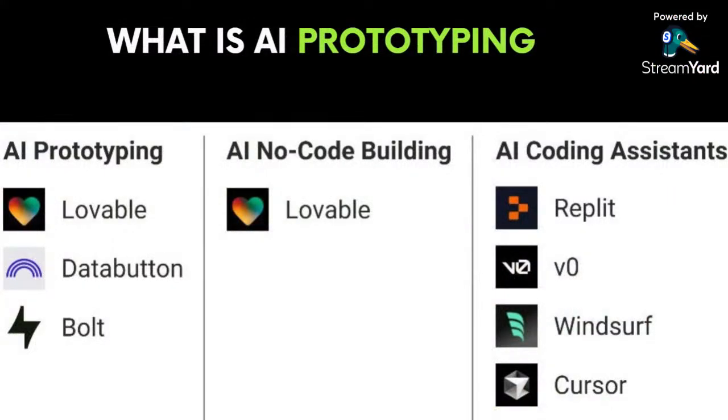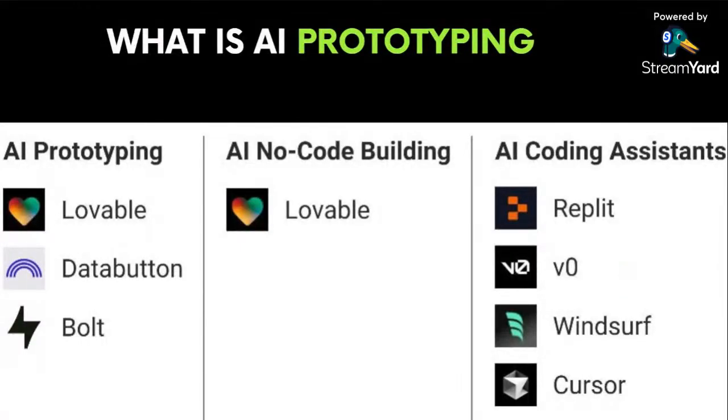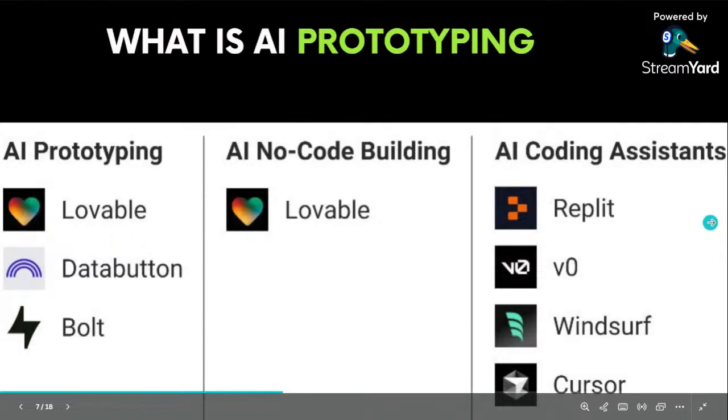What is AI prototyping? Does anyone know any of these tools? Have you ever heard of Lovable, Replit, V0, Windsurf, Cursor, Bolt? Has anyone heard of these tools and used them before? They are very popular AI prototyping or no-code tools available on the market. They're getting more popular day by day, guys. You must have heard it in the news also. Lovable, guys. We'll also learn about Lovable today.